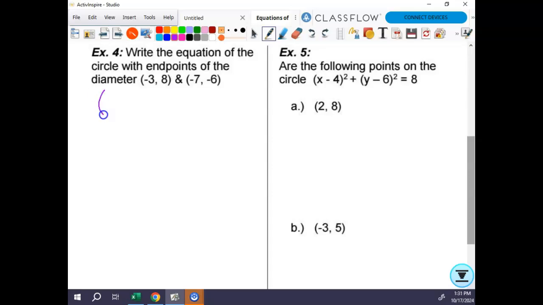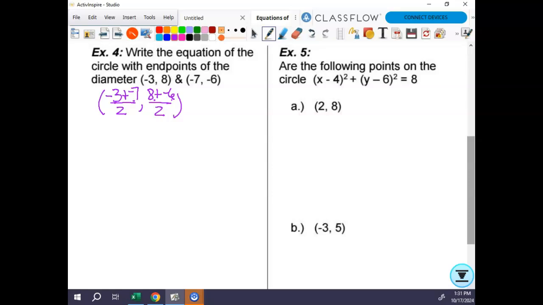So when you do that, you're going to take your two x values, -3 plus a -7. I'm adding the endpoints together. And then x plus x, because this is an xy, and then 8 plus a -6. And then you divide them both by 2. That's how you find the midpoint of a line segment. You add the two endpoints together and you divide by 2. Always make sure you're adding x plus x and y plus y, because this is an xy thing.